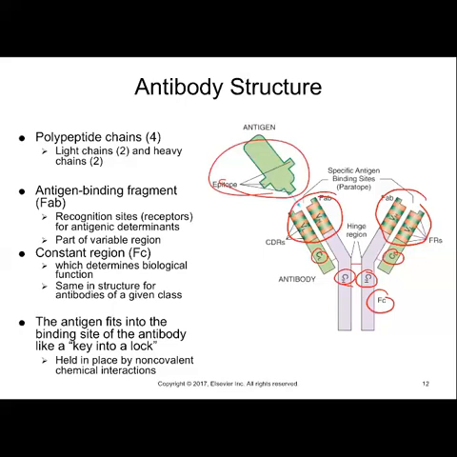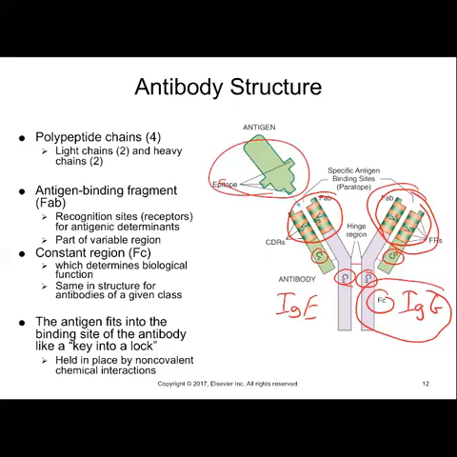But all the antibodies within a given class have the same FC region. So every IgG molecule has the same FC. Every IgE molecule has the same FC. It's different than the IgG, but they all have the same. If you look at all the IgG molecules out there, they all have the same FC, but they have different variable regions, different antigen binding fragments.